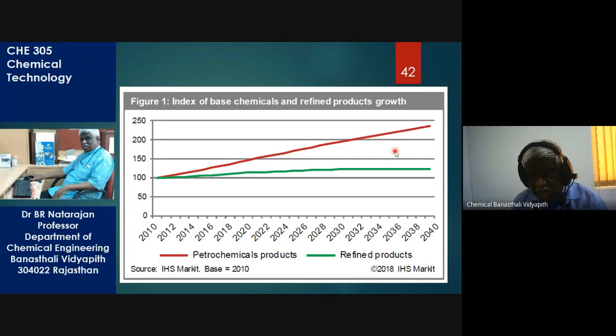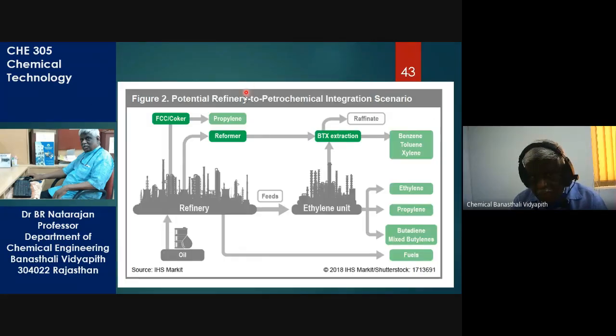So the time for us to pick up, how do I do it? So the FCC makes me propylene. From the reformer, I get benzene, toluene, xylene, and this benzene, toluene, xylene is now my petrochemical product, and I get ethylene. From ethylene, I also get propylene, butadiene, and other products. So this is the refinery to petrochemical integration scenario, right?